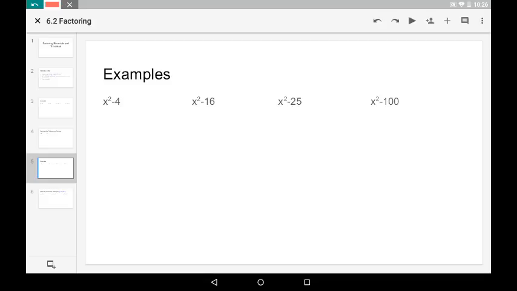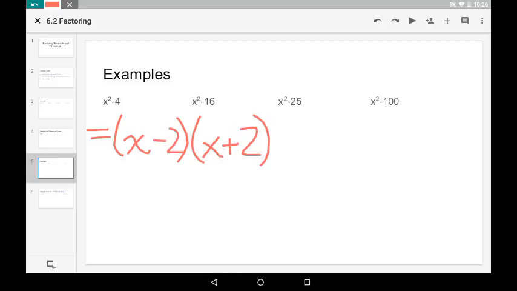Say we had x squared minus 4, this first example. Well, what times itself equals 4? The answer is 2. So our answer for this will be x minus 2 and x plus 2. It doesn't matter which order, as long as one of them is a negative 2, one's a positive 2.